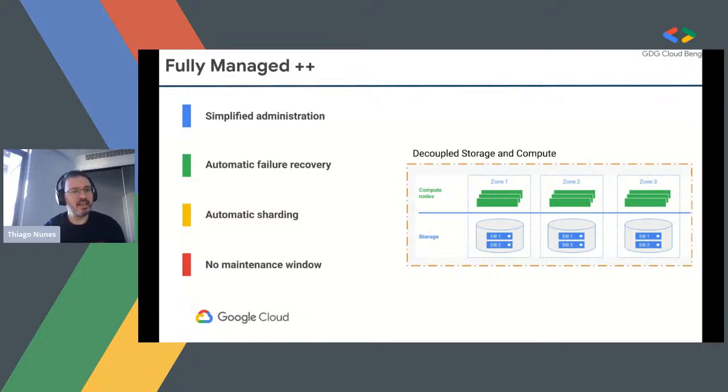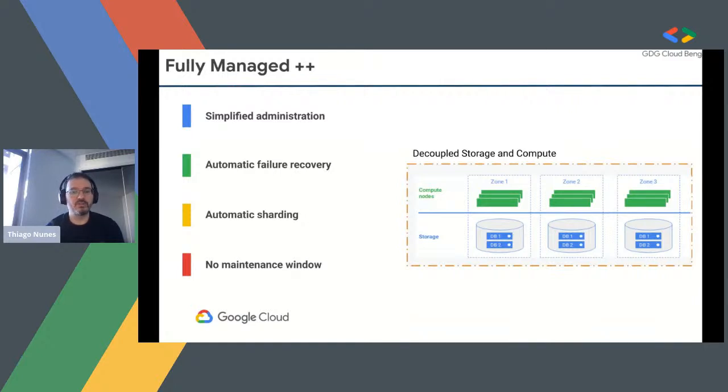So let's see how this is made possible. Here on the right, we have an overview of Spanner's architecture. It's very important to highlight here that we decouple storage and compute. Basically, we have a single regional configuration in this picture with 3 zones.